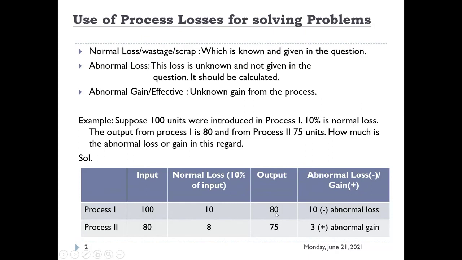In the second process, the input should be the output of process 1, so 80 units. Here 10% is loss, so you calculate 10%, which is 8 units. Our actual output should be 72 units, but we are getting 75 units. That means 3 units is our gain. This is called abnormal gain. In this way, abnormal loss or abnormal gain are to be calculated.